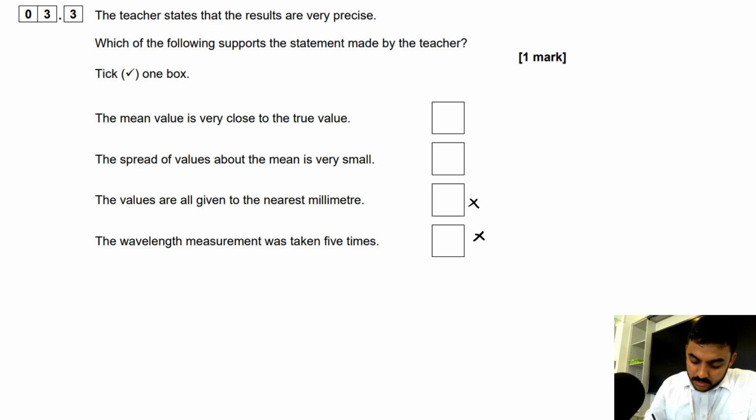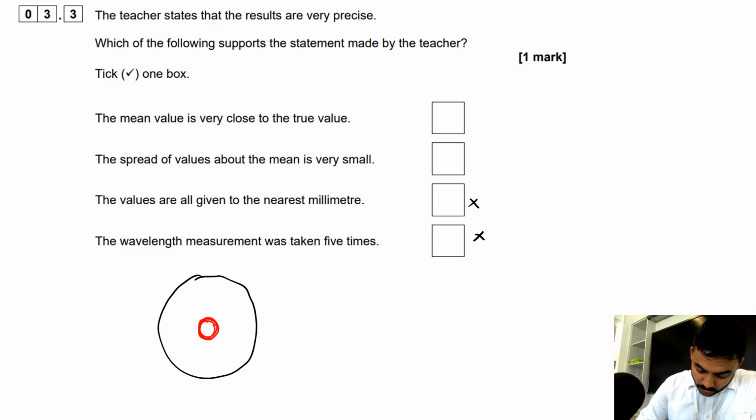So let's see. Here is a dartboard, or like a target, with the red bit in the middle. Now, when you shoot your arrows at it, if all of the arrows end up right here, then we say that is very precise. However, it's not very accurate, because for it to be accurate, it needs to be here. So in the same way, if the spread of the values is small, just like this, it's very precise. However, if the value is close to the true value, it's accurate.